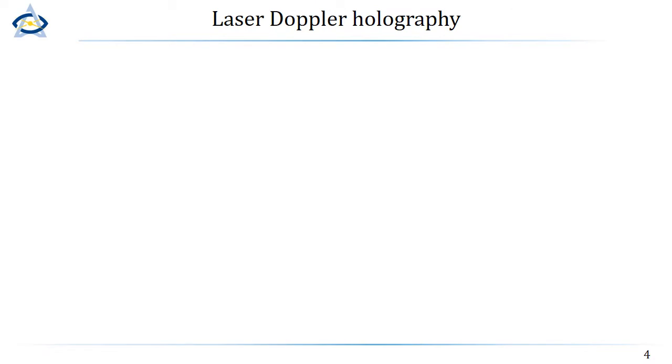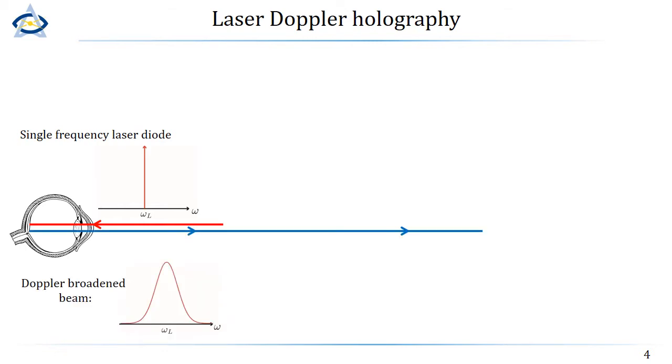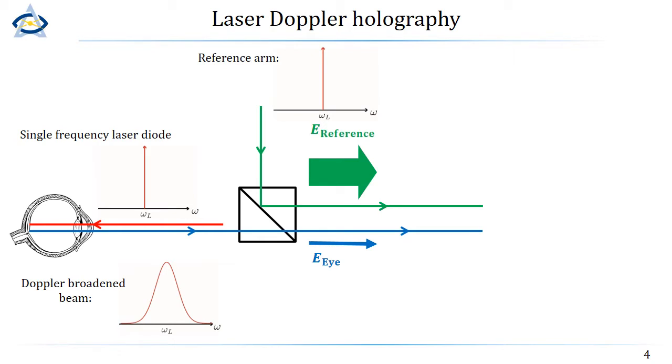So to introduce the problem, to show you that it's a problem of flow resolution, and to present you the solution that we implemented, I need to go back to the basics of laser Doppler holography. So we have this eye that we illuminate with a single frequency laser diode, and we collect the Doppler broadened beam that we combine on the reference arm on the camera. And on the camera we're able to measure the Doppler spectrum.